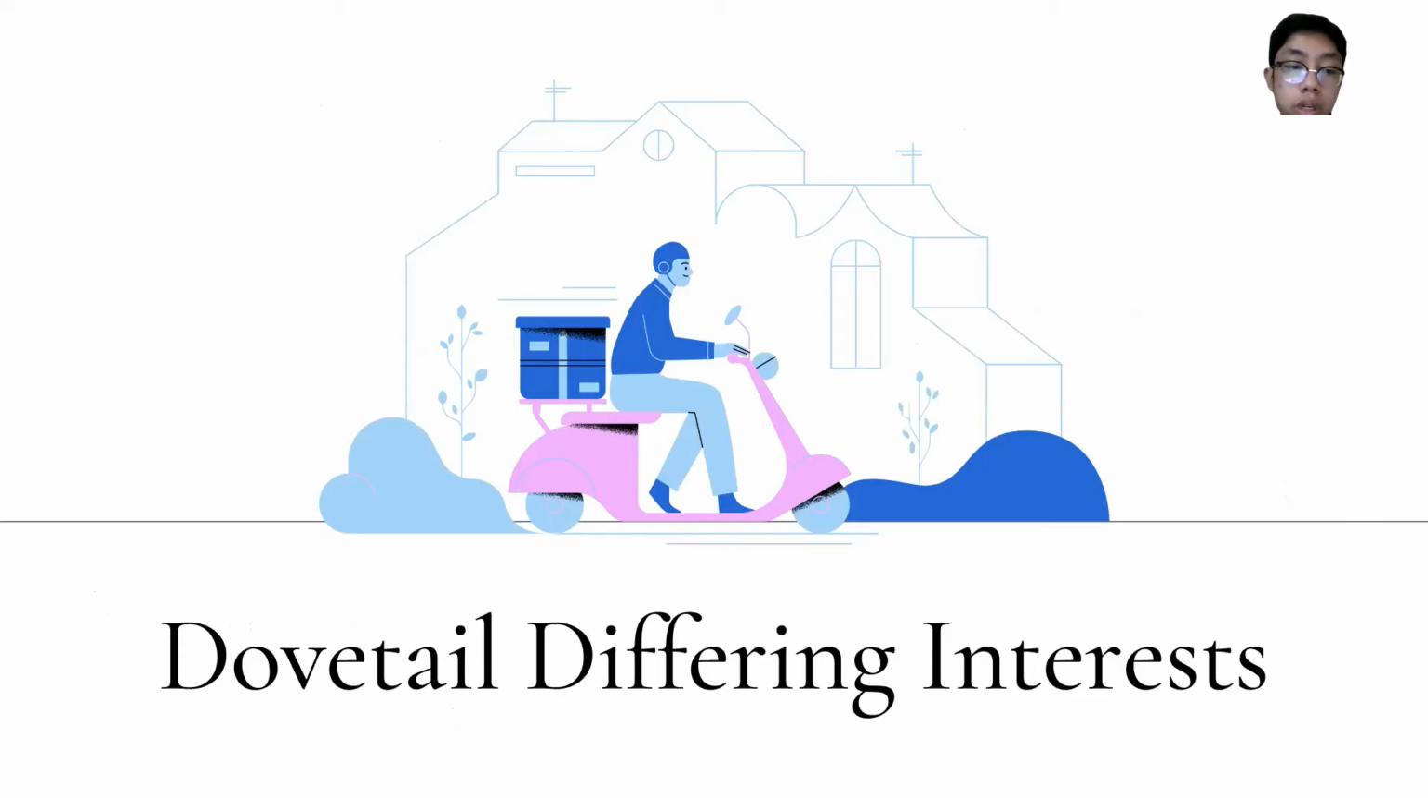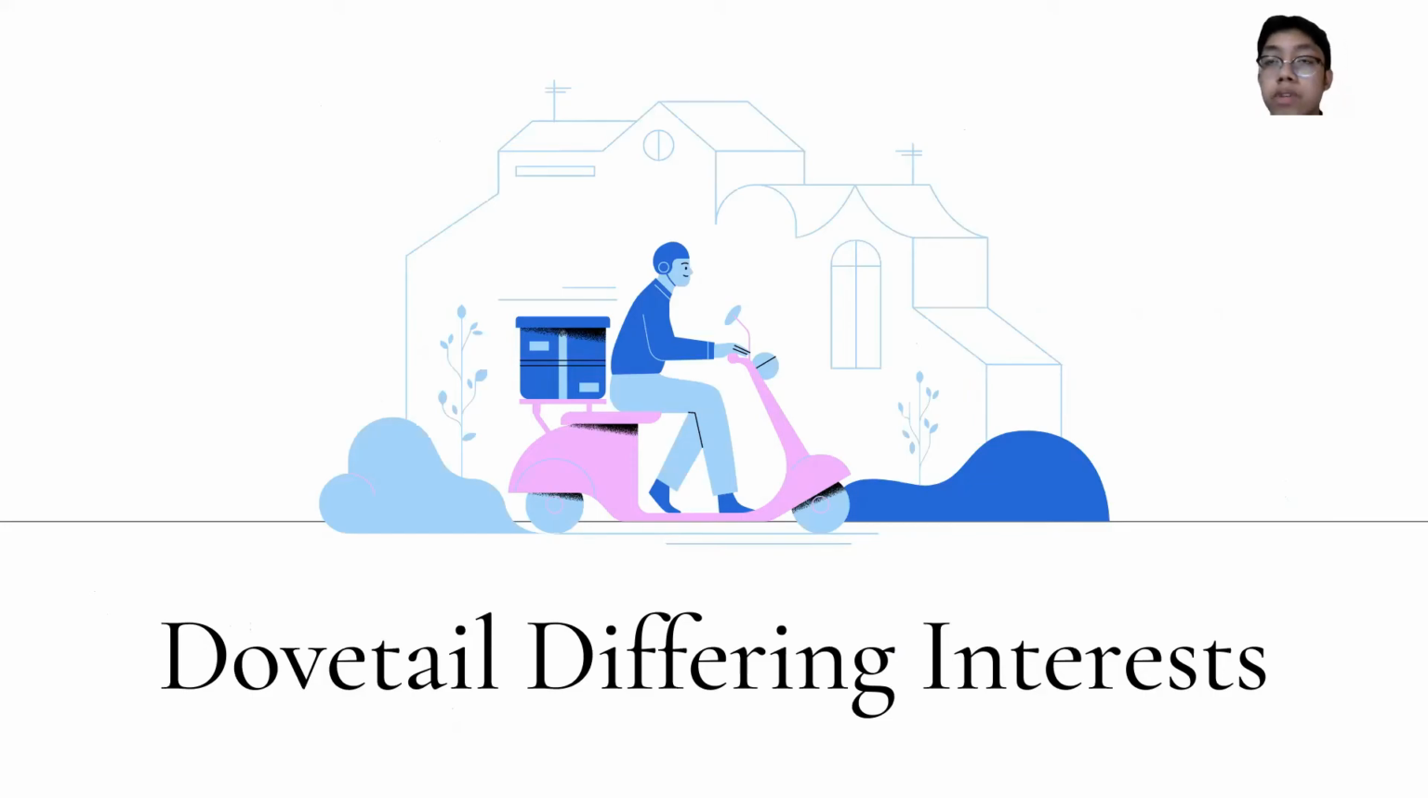And the second one is to dovetail differing interests. Basically, there is a common belief that differences between parties might create a problem or create conflict. But what they don't realize is that these differences can also lead to a solution. And there's also a saying that agreement is often based on disagreement.